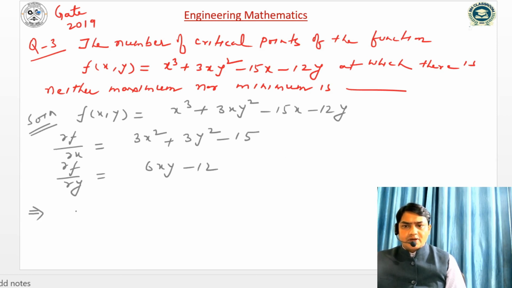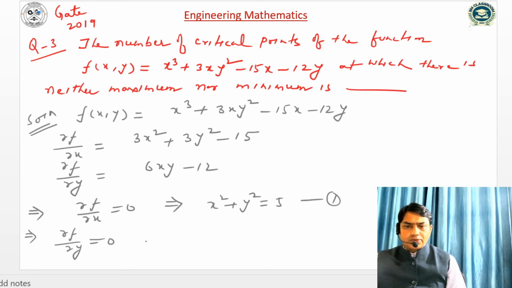So if I put the value of del f by del x equal to 0, we get x square plus y square is equal to 5. Let us say this is equation 1. For del f by del y equal to 0, we get xy is equal to 2, or we can write y is equal to 2 by x. Put the value of y is equal to 2 by x in equation 1.